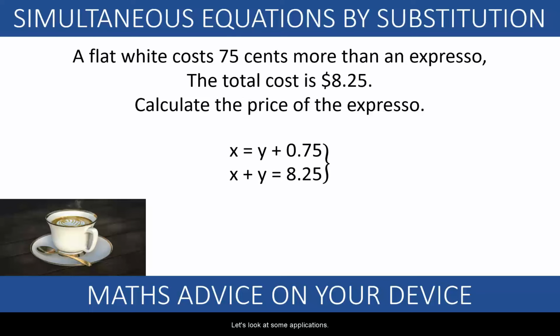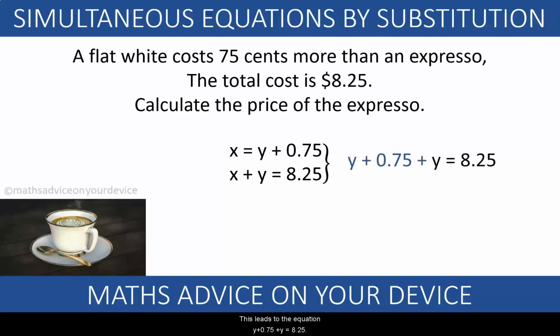Let's look at some applications. A flat white costs 75 cents more than an espresso. The total cost is $8.25. Calculate the price of the espresso. Since x is the subject of the first equation, we can easily replace it into the second one. This leads to the equation y plus 0.75 plus y equals 8.25. 2y equals 7.5. So y equals 3.75.